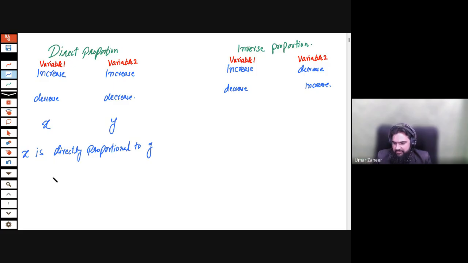We have to mathematically show this by this sign. And always remember, this is the proportionality sign. When you change it, you will get the equation x is equal to k y. The k is basically a proportionality constant. Obviously, at the specific rate, the value is increasing or decreasing.